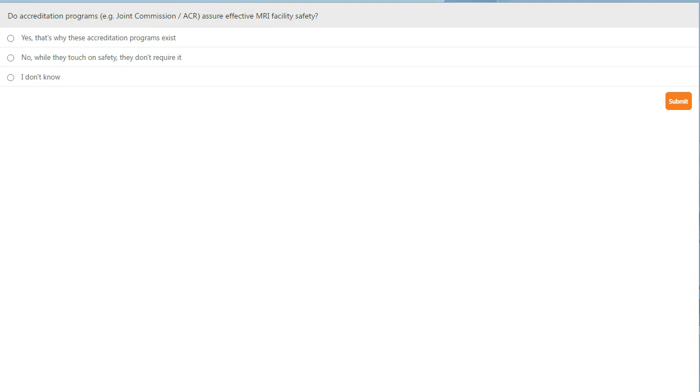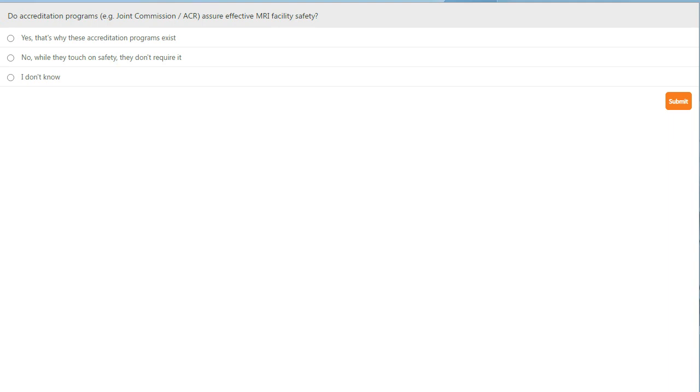First answer is yes, that's why these programs exist, for things like guaranteeing physical environment safety. No, while they touch on safety from the physical environment standpoint, they don't really require it. Or the third one is, I don't know. So please select the one that most closely aligns with your thoughts and feelings on this, and then we will take a look at our answers here shortly. Okay, time's up, and we are moving on.